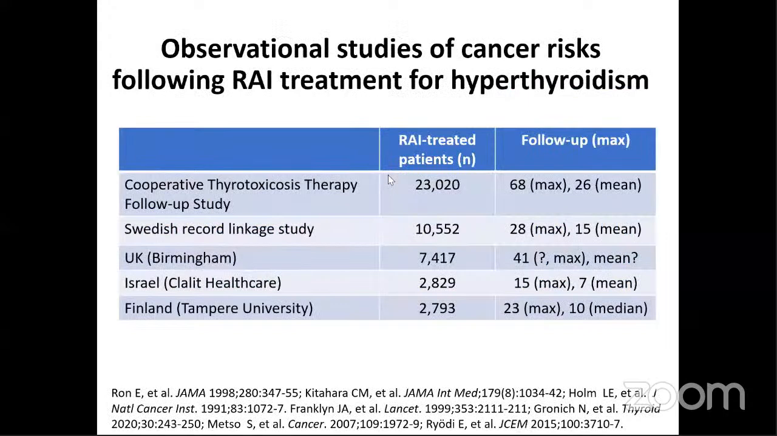So of the major cohort studies evaluating cancer risks in patients treated for hyperthyroidism to date, the only one with estimates of organ tissue dose, and also the one with the largest number of radioactive iodine treated patients and the longest follow-up duration, is the Cooperative Thyrotoxicosis Therapy Follow-up Study. So this is the study that I'll be focusing on for the remainder of the talk.